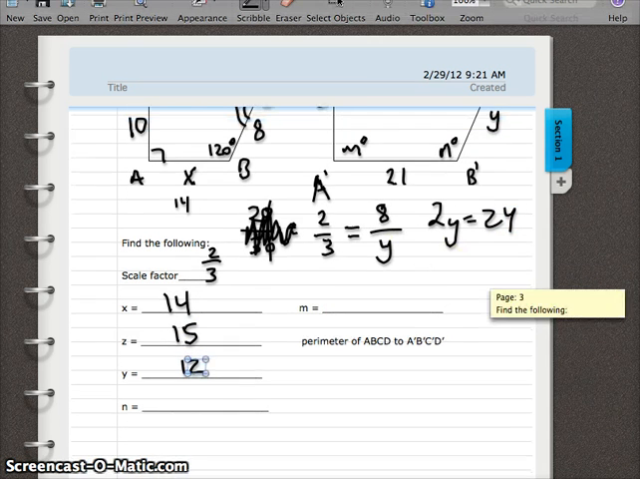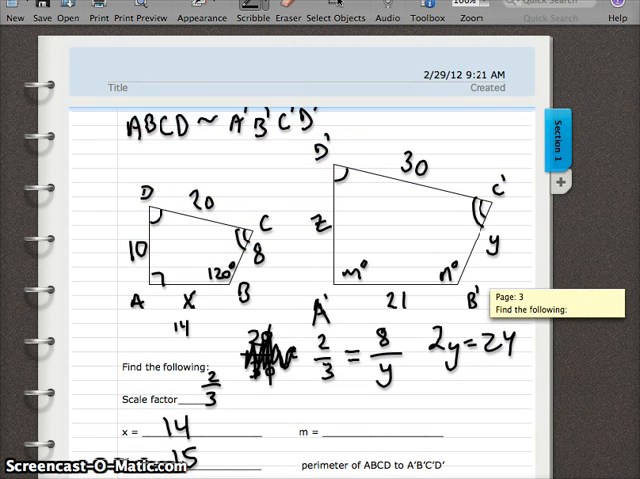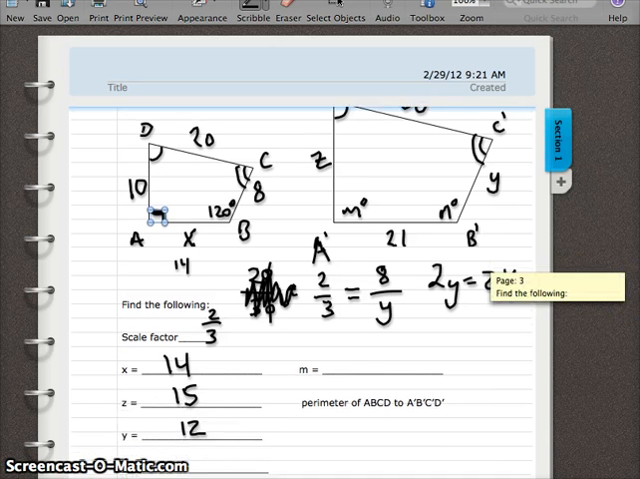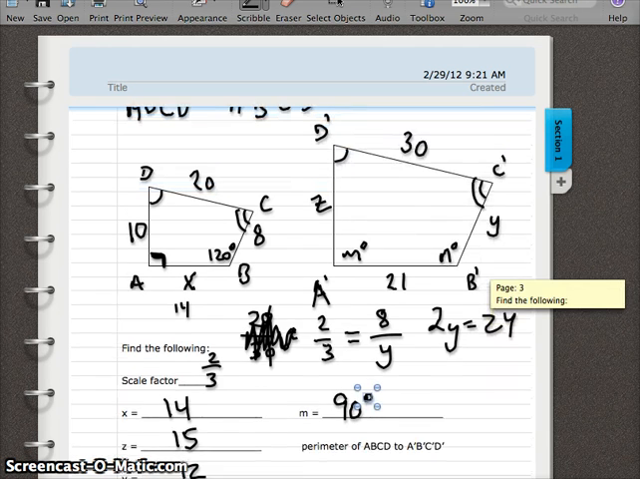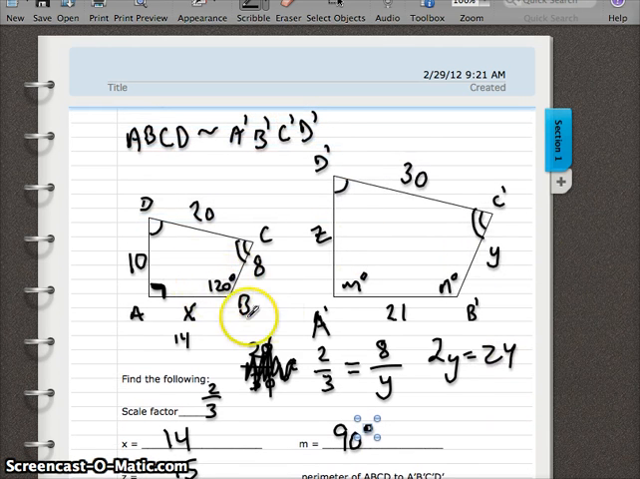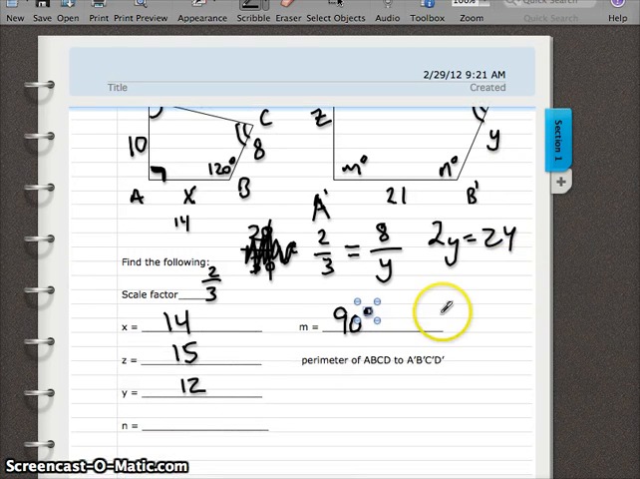Alright, so the last thing, let's find some missing angles here. If you remember that corresponding angles are congruent in similar shapes, if this is a right angle over here, then the angle over here, angle A prime that corresponds there, must be the exact same measurement. So M is 90 degrees. And if we're looking for N, well, we're given angle B right here, it's 120 degrees, so B prime is corresponding, it must be the same angle measurement. So N is 120 degrees.